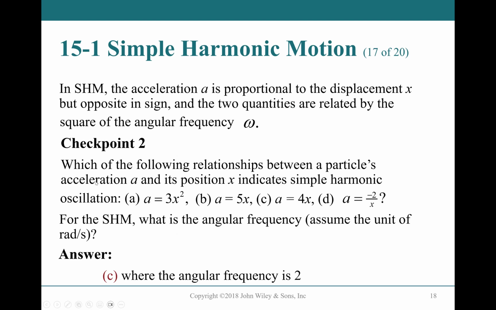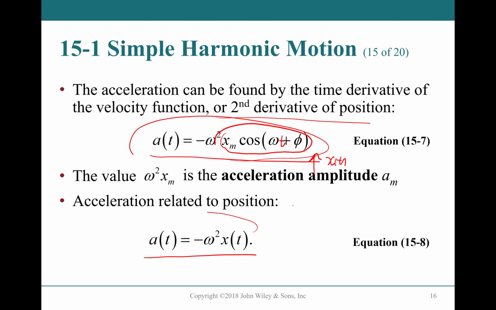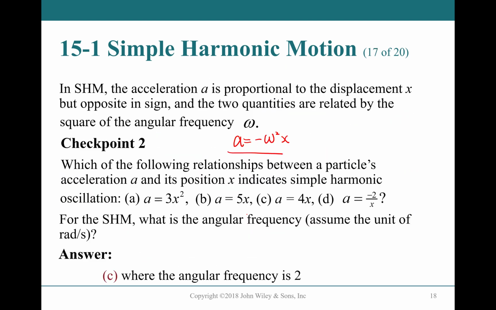And then we have another checkpoint. Which of the following relations between a particle's acceleration a and its position x indicates simple harmonic motion? So what we should have is a equals negative omega squared x. Okay, why is that? It's from the double derivative. So which one is right?